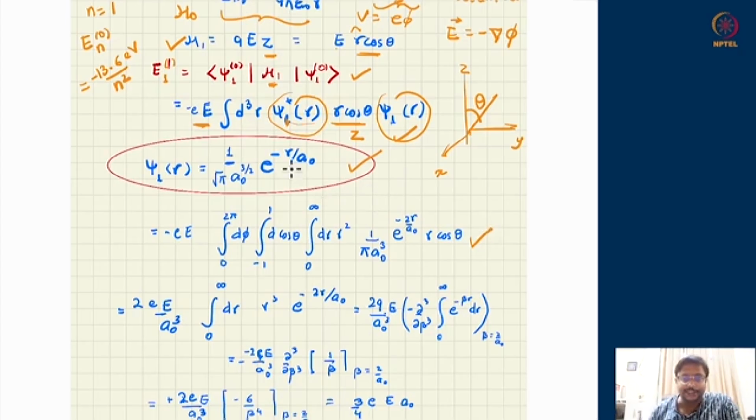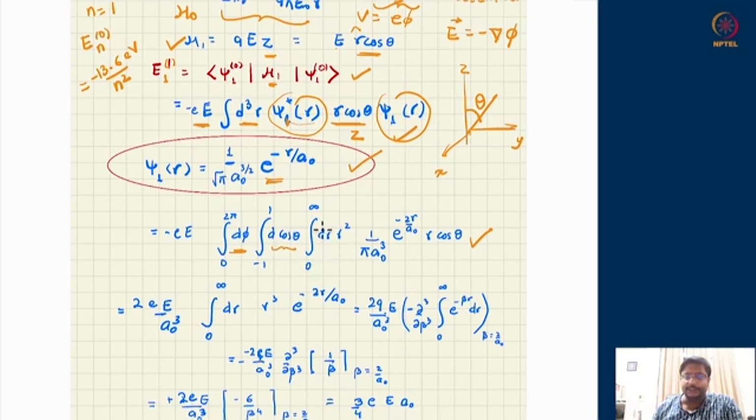You will see that the exponential will get doubled, e to the power minus 2r upon a naught, and pi a naught cube will come from the square of these quantities, because psi 1 star and psi 1 are coming about. Now the measure, d3r, can be written as d phi integral, sine theta d theta integral, which can be compactly written as d cos theta integral. In the sine theta d theta case, the angle would run from 0 to pi, but if I use d cos theta, cos theta will run from minus 1 to 1.